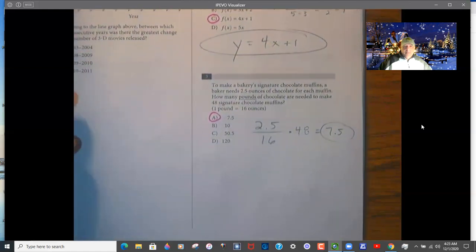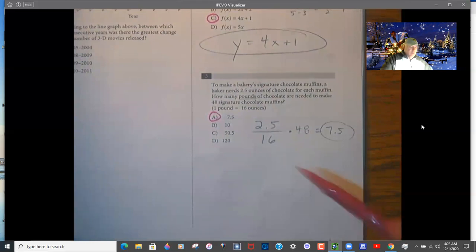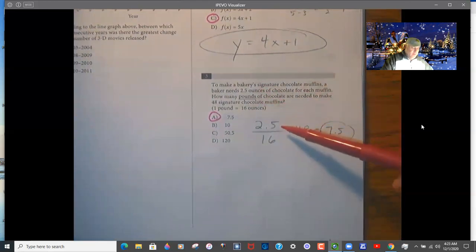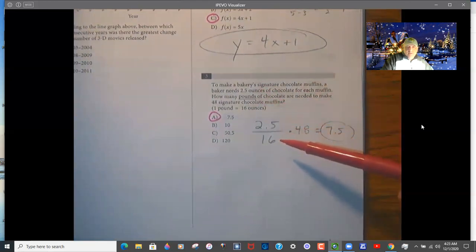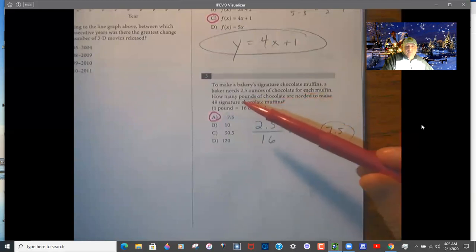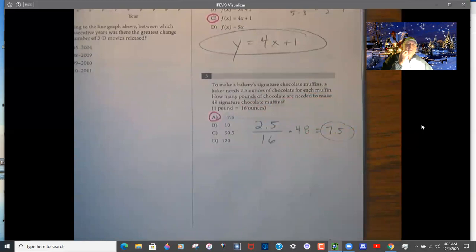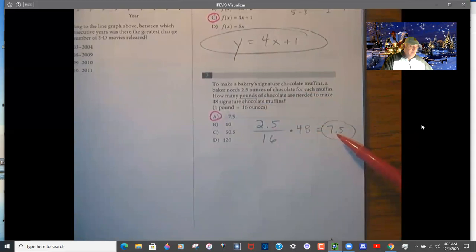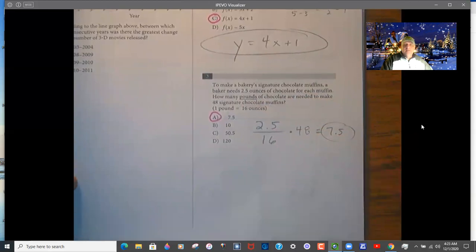Number 3, so 2.5 ounces is to 16 ounces. And we want to do that. That's for each muffin. So we want 48 of those. And so that would give you, so this is the pounds in one muffin times 48 of those. So you would need 7.5 pounds of chocolate to do that.